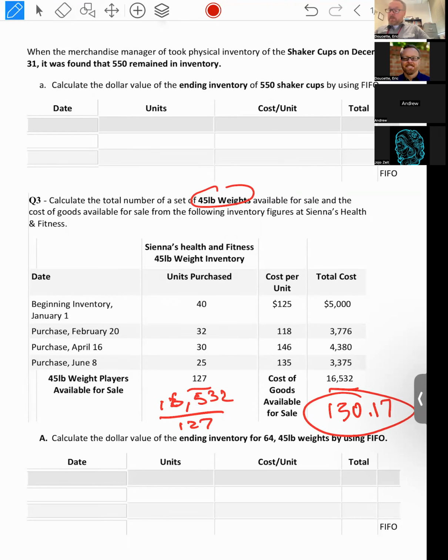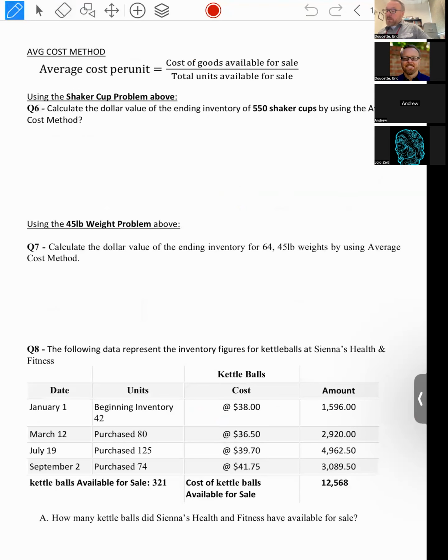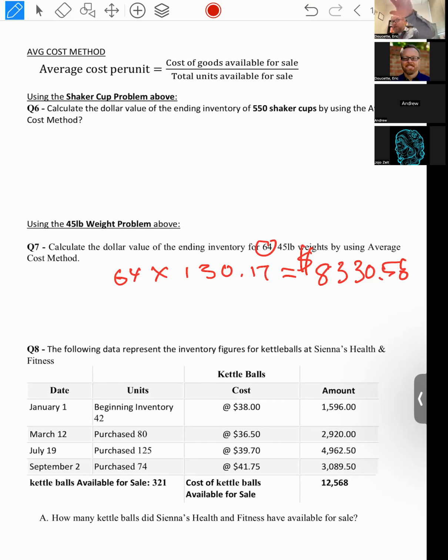Okay, so write that down. And then if I go back to my average cost page, we said the weights, there were 64 left. So 64 times 130.17, that was our average cost. That comes out to $8,330.58. So that is my average cost. Again, I don't have to worry about first in, first out. It doesn't matter because I'm just doing the average cost. I'm taking all the total that have been put into inventory and the total dollar value, dividing them by each other, giving me an average cost per unit, and then multiplying that by how many units I have left. In this case, 64. So, all right, that's pretty much it.